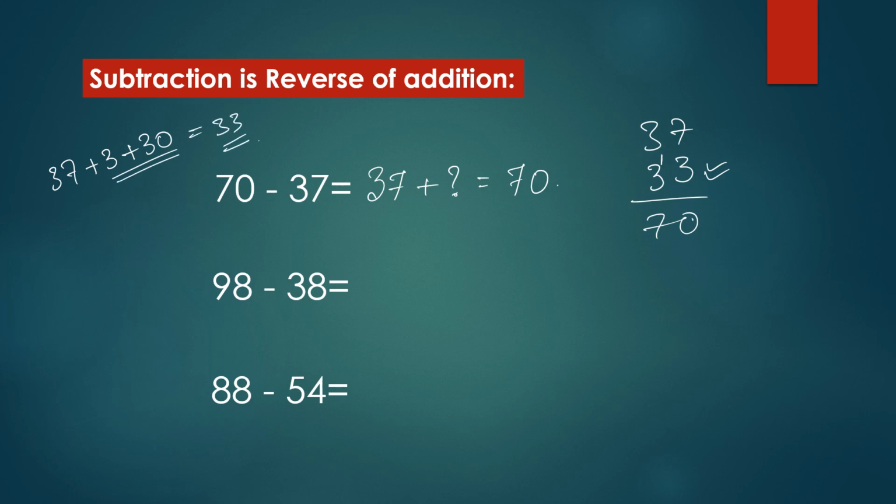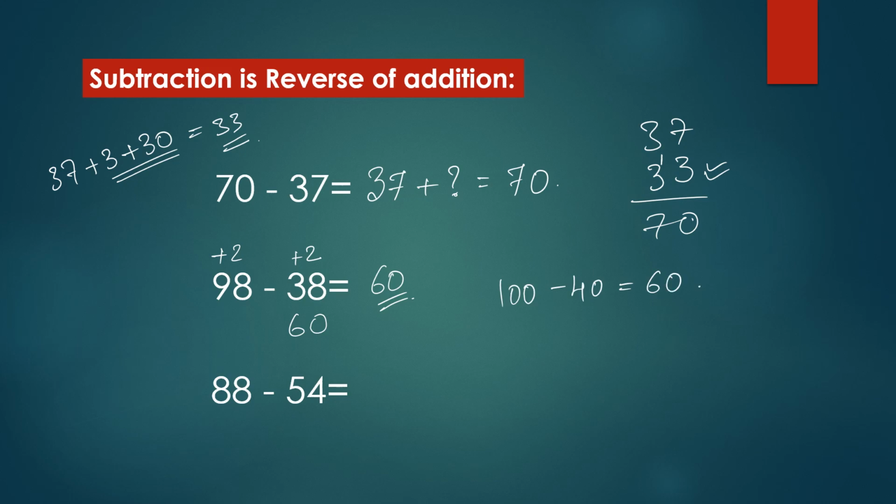Let's see the second question. 98 minus 38. So 38 plus how much is equal to 98? 8 plus 0 will be 8. 3 plus 6 will be 9. So answer should be 60. Simple. Otherwise, let's do plus 2 here, plus 2 here. So it will become 100 minus 40, which is also equal to 60.